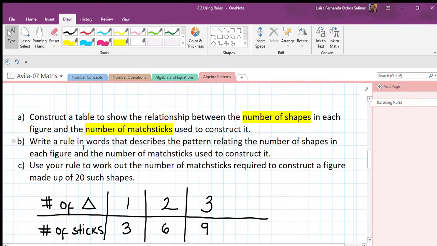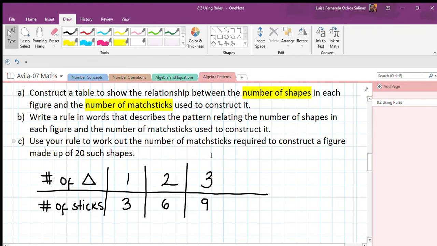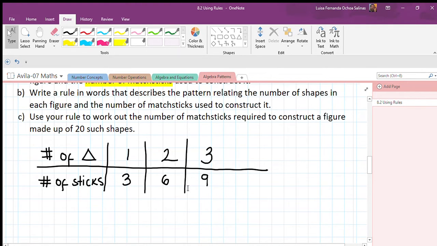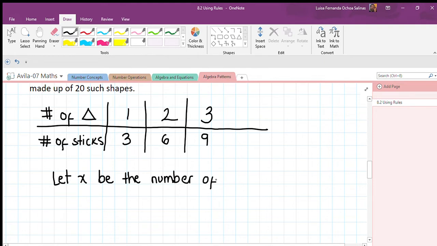Then it says, write a rule in words that describe the pattern relating the number of shapes in each figure and the number of matchsticks used to construct it. Okay, here they're saying to use words. Because you already have done algebra, we're going to start using algebra. So, very important. First step, you need to define your variables. So we're going to say, let x be the number of triangles. Okay, that is going to be my x.